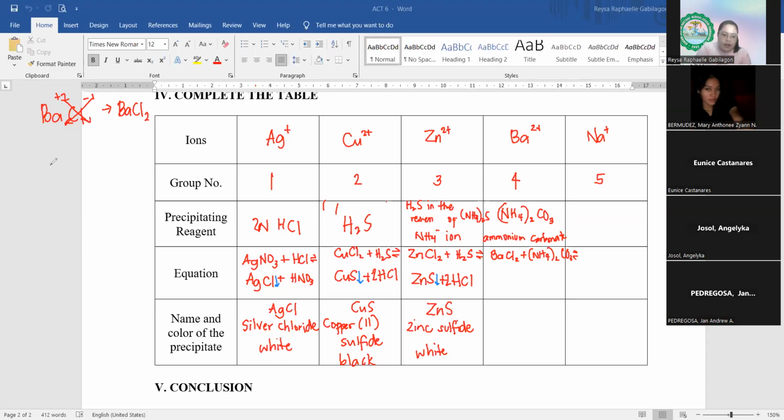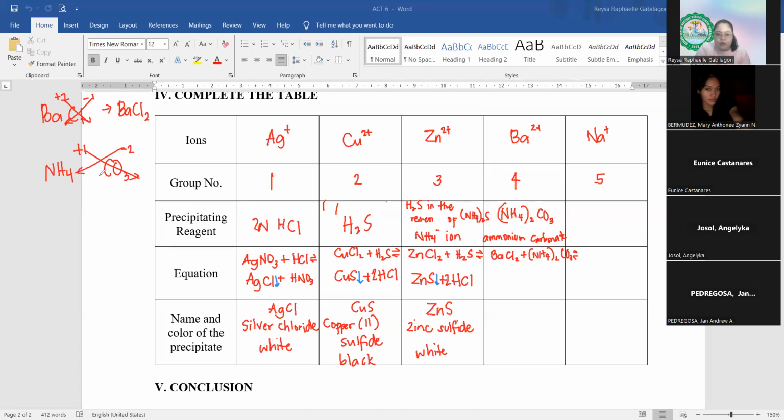Okay, bakit siya (NH4)2CO3? Remember, ammonium is +1. It's a polyatomic ion. You may look at your index cards now para ma-refresh kayo sa charge ni ammonium. And then carbonate is -2. So this is not equal to 0.